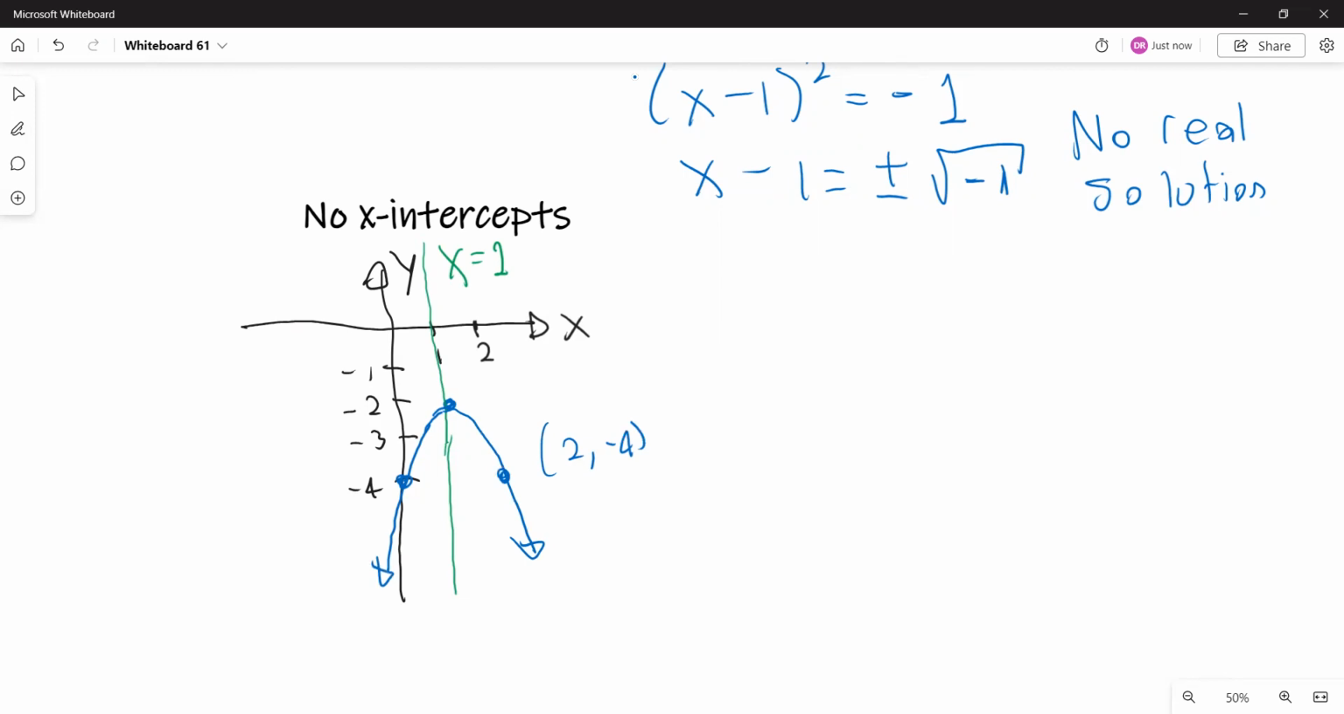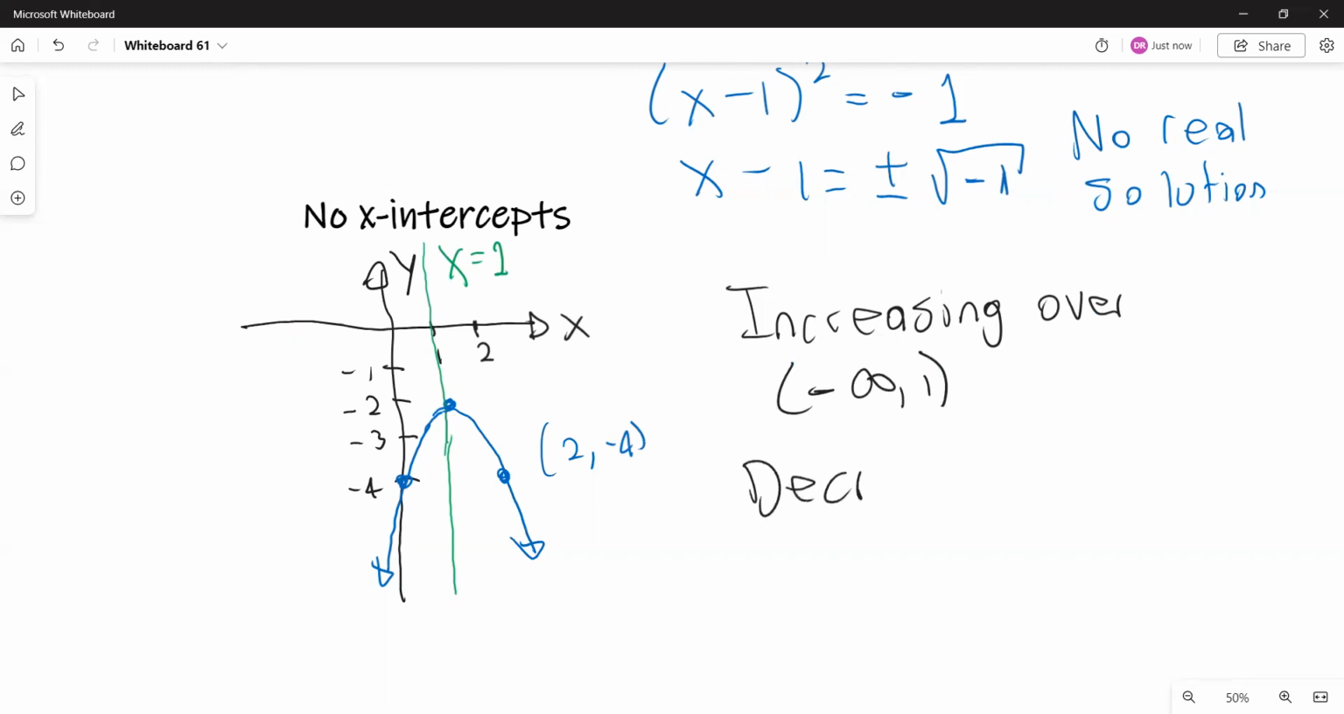And finally, this function is increasing over -infinity to 1 and decreasing over 1 to infinity.